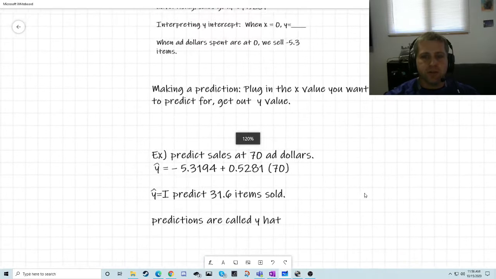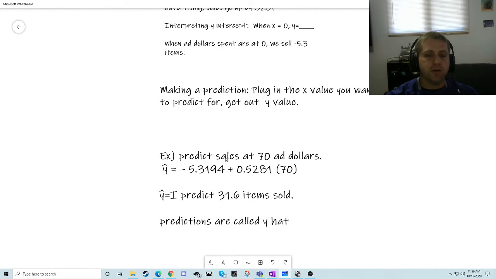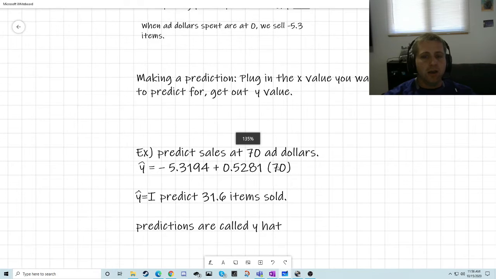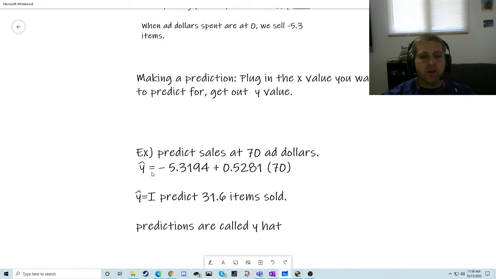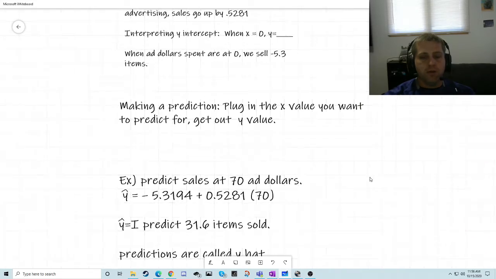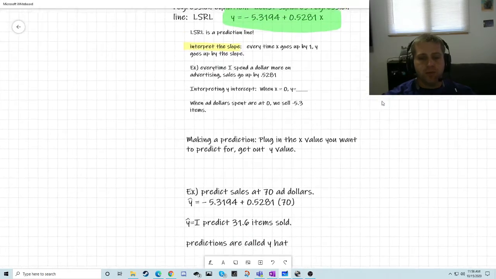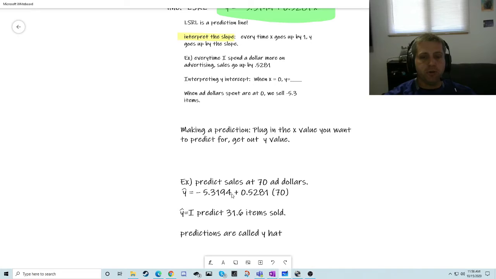So what you do first is you take the x value you want. So if I want to predict the number of sales at 70 ad dollars, x was ad dollars, y was sales, I can plug it into my regression equation, plug 70 in, and I get a value out, which is awesome. So what you do is you can actually put your prediction on the actual scatter plot itself.